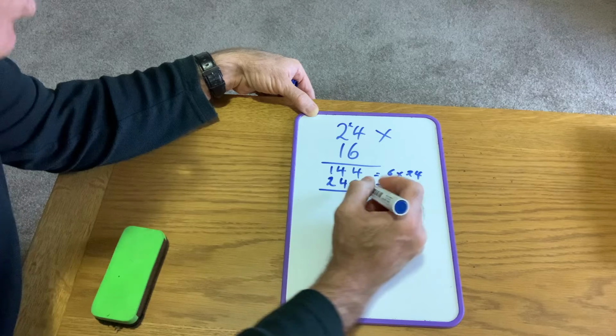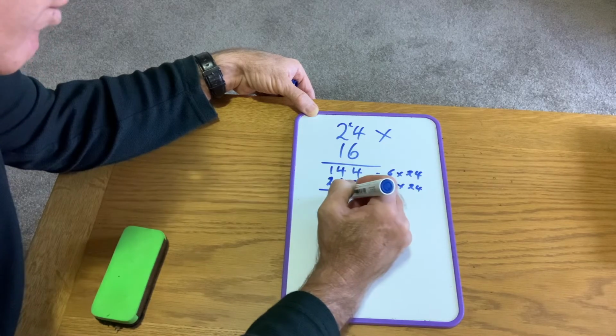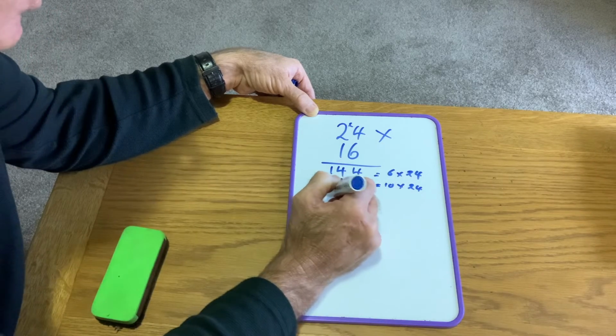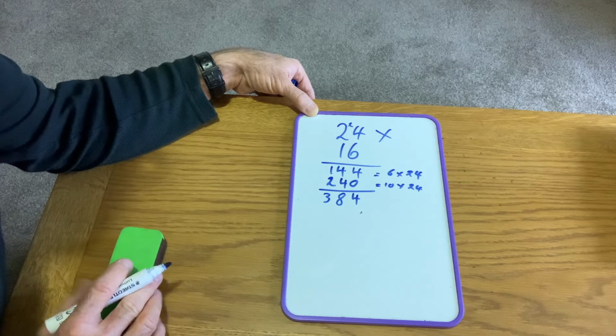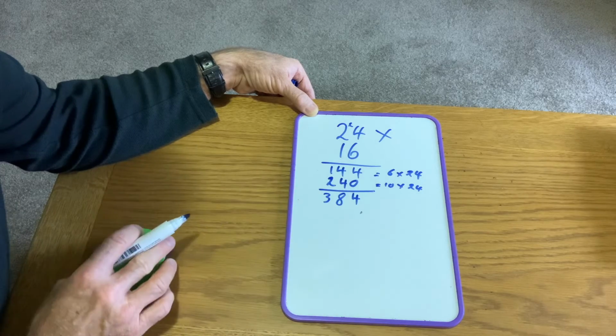Let's add. 4 plus 0 is 4. 4 plus 4 is 8. 1 plus 2 is 3. It's not a magic 0. Let's try another one.